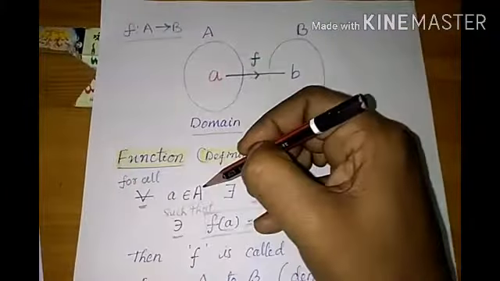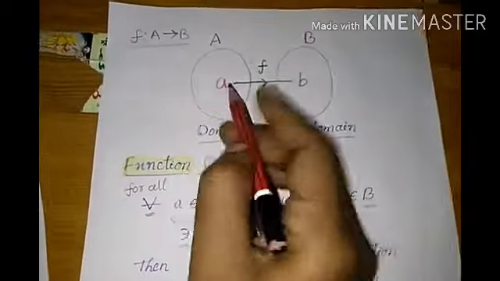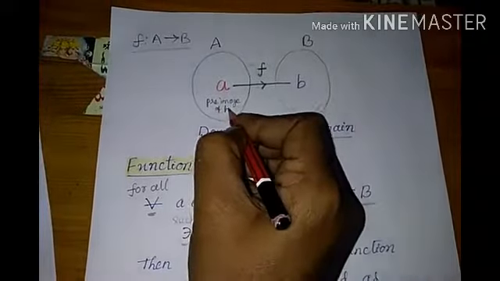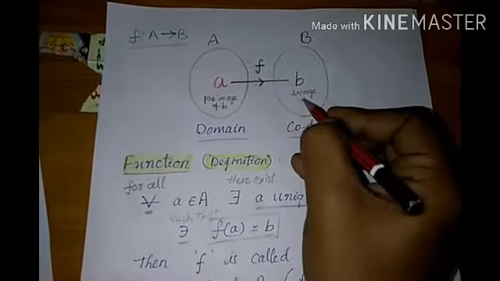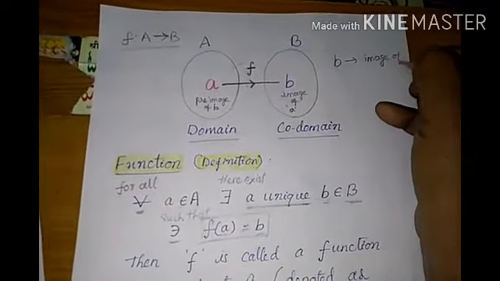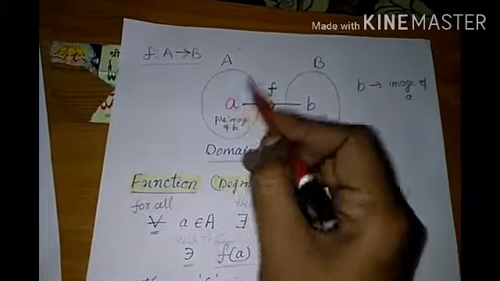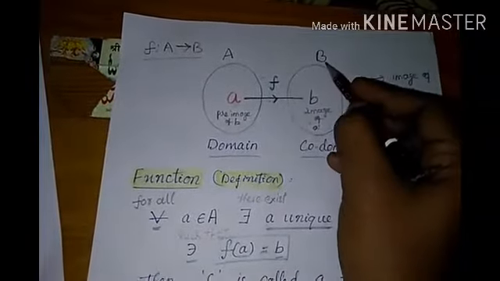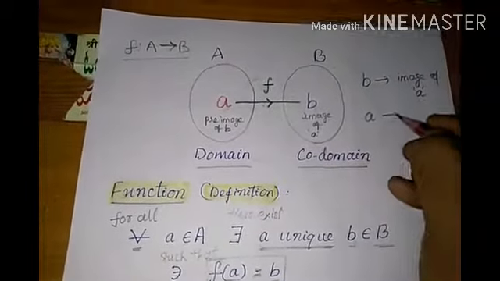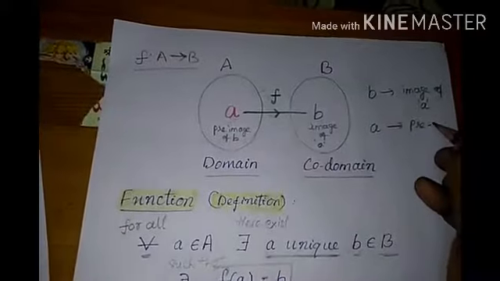This first set A is called domain and the second set B is called codomain. Here A is called the pre-image of B. B is called the image of A. For every element there should be an image in B. This means for every element in A there is an image in B. This B is called the image of A. And A is called the pre-image of B.